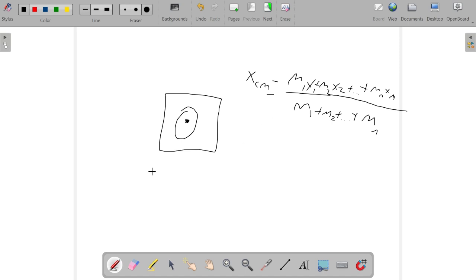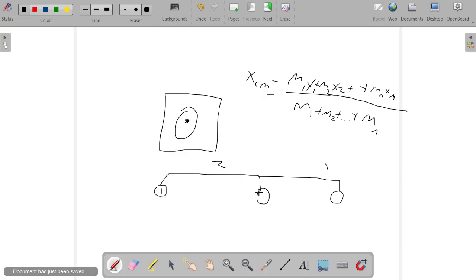So let's say I have a block here, a block here, and a block here. This distance is 2, this distance is 1, and this has a mass of 1, this has a mass of 3, this has a mass of 4. Then I'll just plug all these values into this kind of thing.